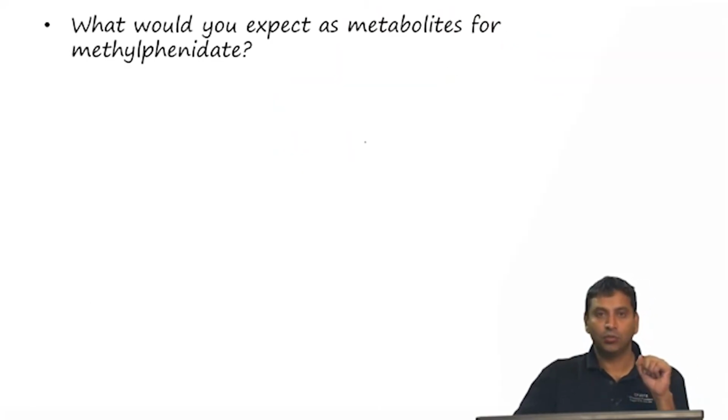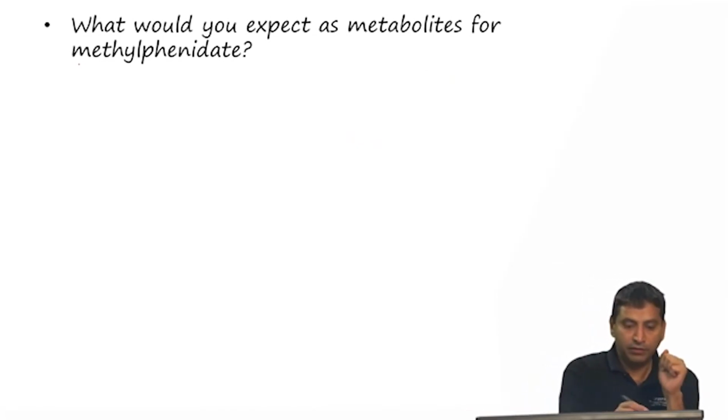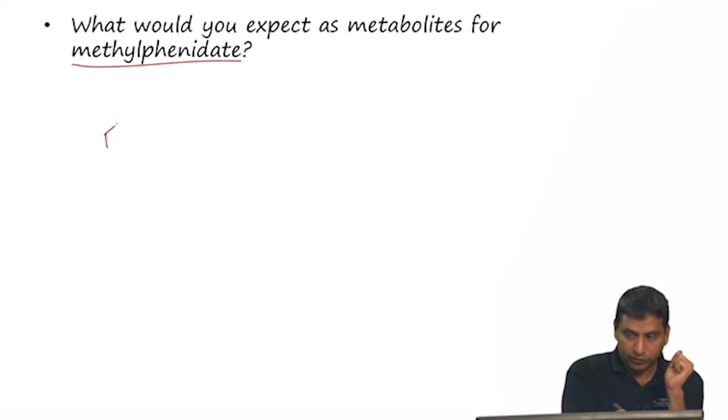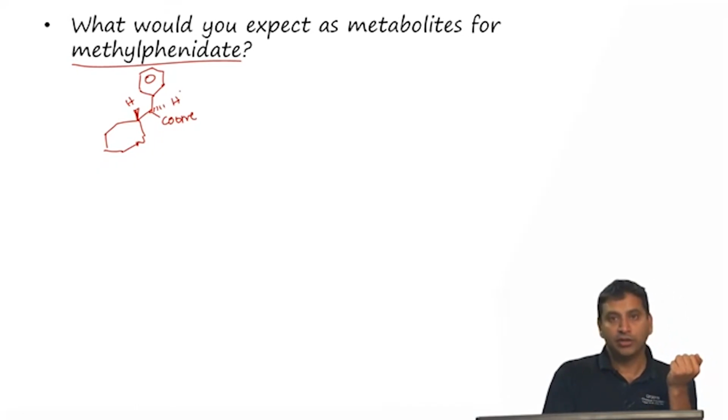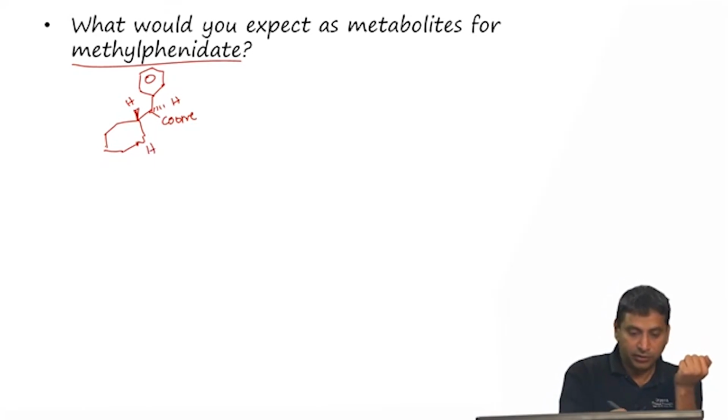The next question is, what would you expect as metabolites for methylphenidate? Okay. So, methylphenidate has the following structure. It has a piperazine ring, stereochemistry is over here going up, and it has a benzene ring, and it has a COOMe and a hydrogen. Okay. So, this is the structure of methylphenidate.